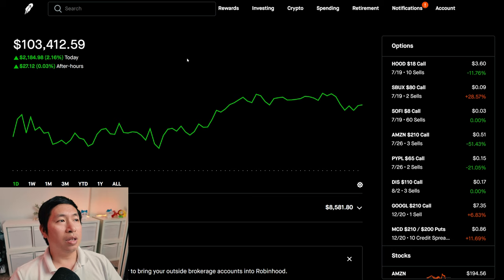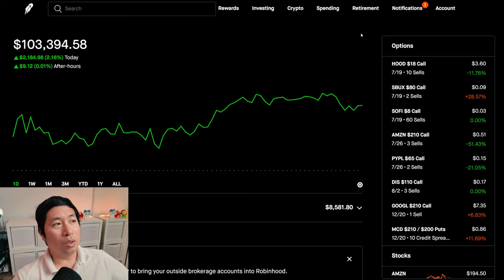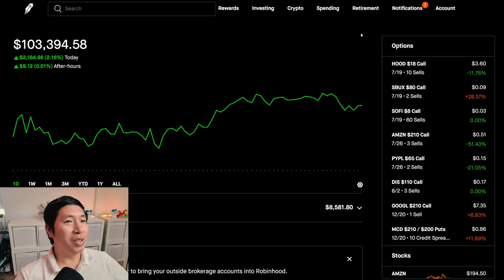So I'm very happy with the performance of my portfolio today, up over $2,000 in a single day, and I believe this is the most my portfolio value has been in a while, $103,000. And it got even close to $104,000 in the middle of the day, around noon. So hopefully this trend continues and I keep on making more money, but we'll see.